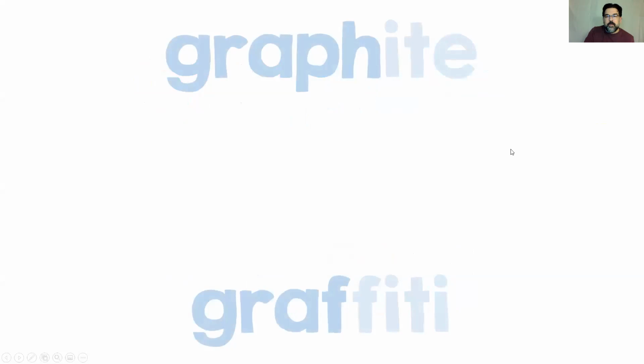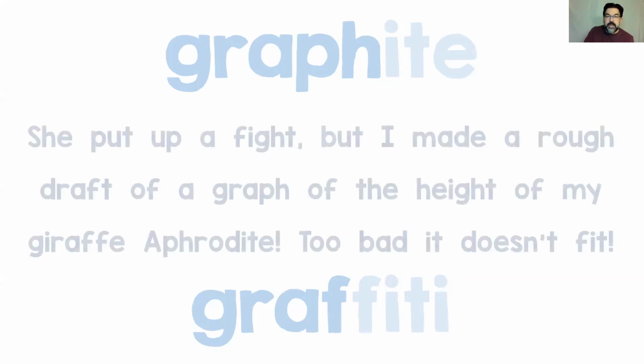So now I'm going to put the words graphite and graffiti to the side. I want you to hit pause in just a moment. I'm going to give you a sentence or two to practice reading. This is full of words that are similar to graphite and graffiti and some of the sounds and letter combinations. So here you go. Hit pause.